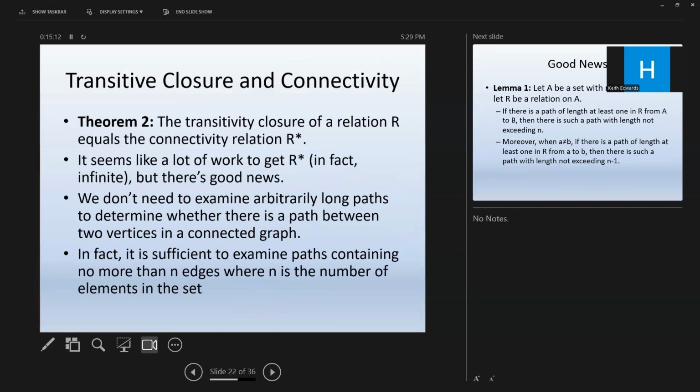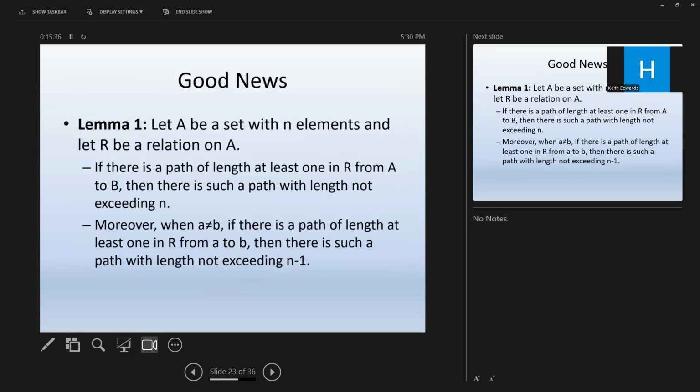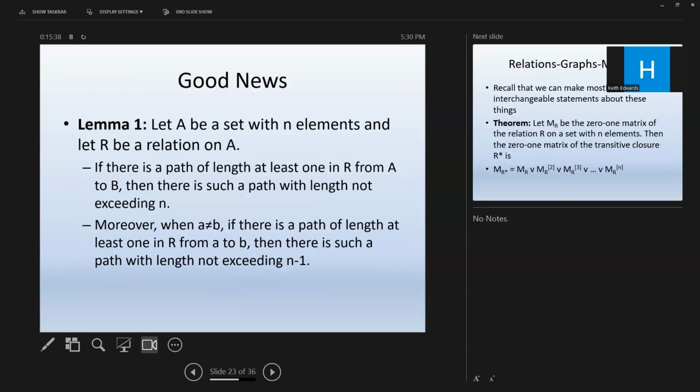So the transitive closure of the relation R equals the connectivity relation R star. Now, we said that R star was infinite. It seems like a lot of work. But we don't need to examine arbitrarily long paths to determine whether there's a path connecting two vertices in the graph. In fact, it's sufficient to examine paths containing no more than n edges, where n is the number of elements in the set. So we can limit that down a bit.